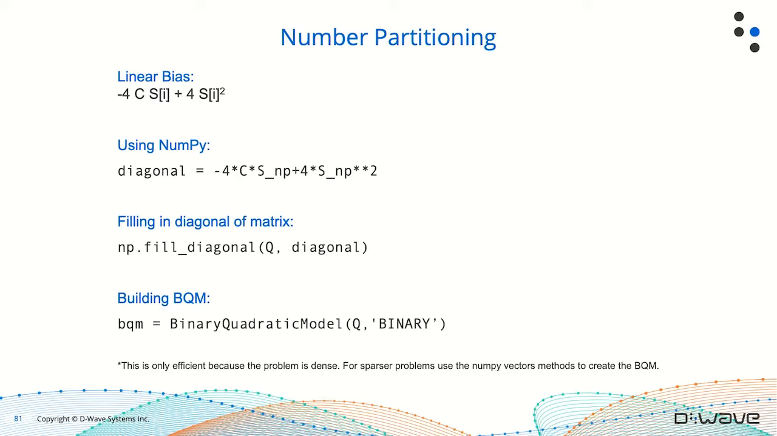And so this is really only going to be efficient because this problem is dense. And so for sparser problems, we're going to use the NumPy vectors method that I'm going to show you next. But essentially, you can get started just this way. You can build it up. You can make sure that it matches the BQM that you've built in the for loop method in your code, and you can make sure that everything is working as expected, and then take advantage of those speed benefits.